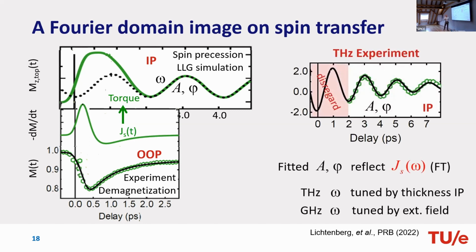Now, if you look at the terahertz experiment that we do, so this is really, again, the terahertz result, you can see that we can really extract all these parameters. So we can fit the amplitude and the phase, to find back what the profile is of the generated spin current. So the terahertz range is tuned by the thickness of the in-plane layer because it's a standing wave in this whole system. And the gigahertz range is tuned by the external field that we apply when we do the experiment.